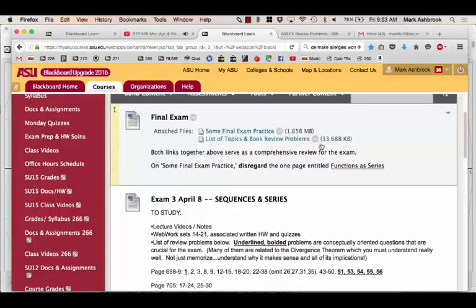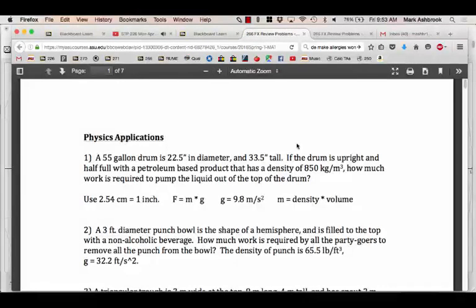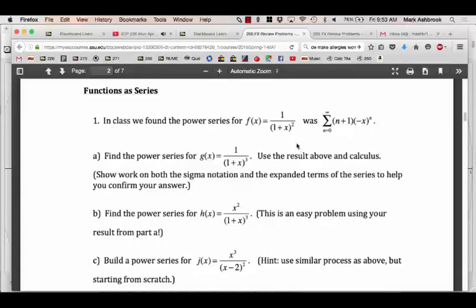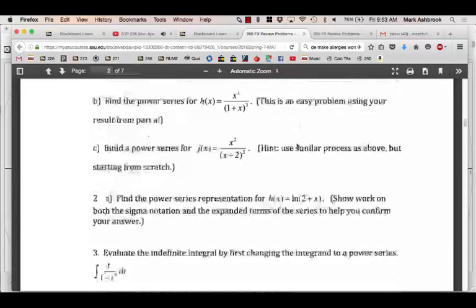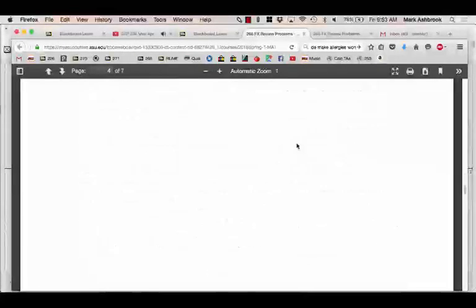The first one is what you're already familiar with, where you're doing your polar homework, the sketching. All of that is fair game except this page that says functions as series. That's not on there, but everything else is. Taylor and Maclaurin, yes. Parametric, yes. And then polar, of course.